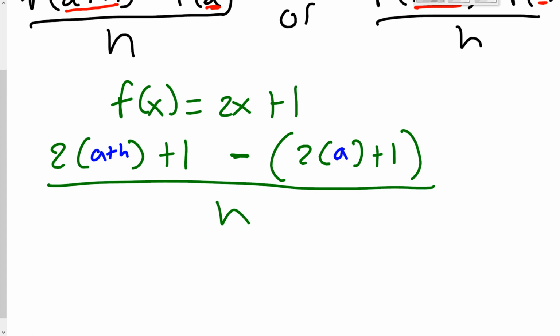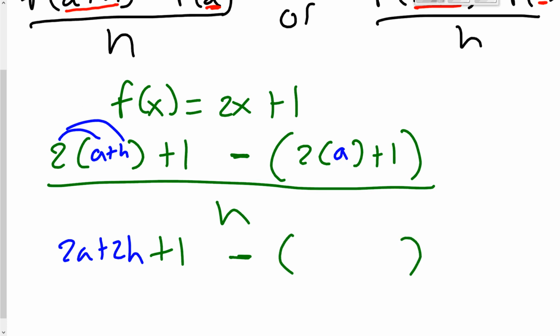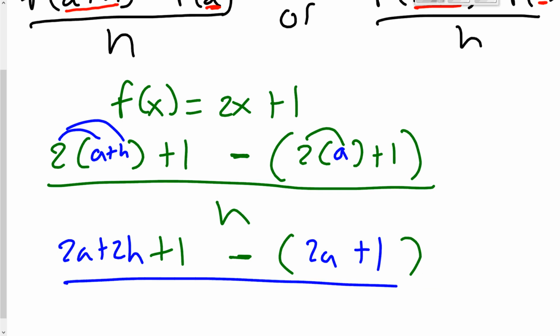And now I just start simplifying this. Distribute, so 2a plus 2h, and then I'm adding my 1 for my function, and then here I'm subtracting. Distribute that 2, so we get 2a, and then again plus 1. This whole thing's over h.